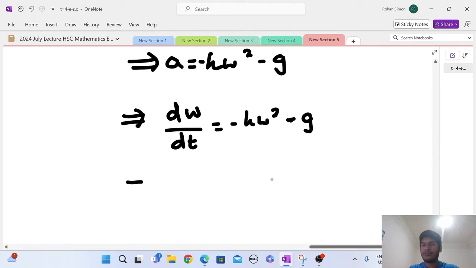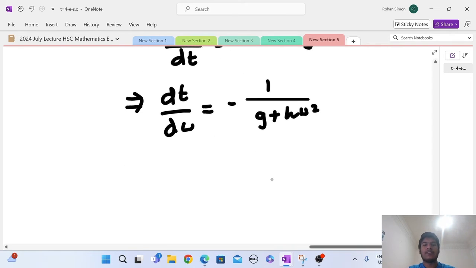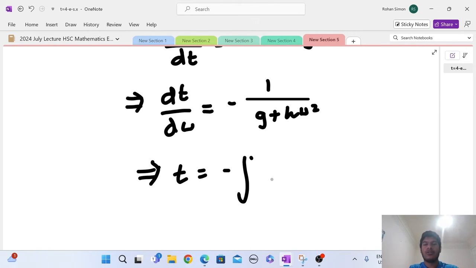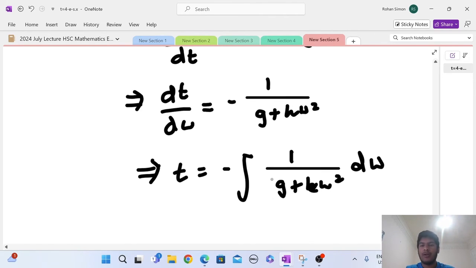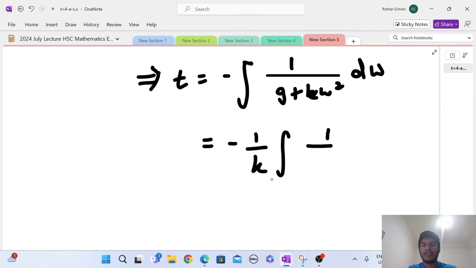Let's take the reciprocal. dt/dw equals minus 1 on g plus kw squared. We can then integrate. Time equals minus the integral of 1 on g plus kw squared dw. Now this may seem like a tricky integral, but if we pull out a factor of 1 on k, maybe it becomes a bit more obvious what this is.